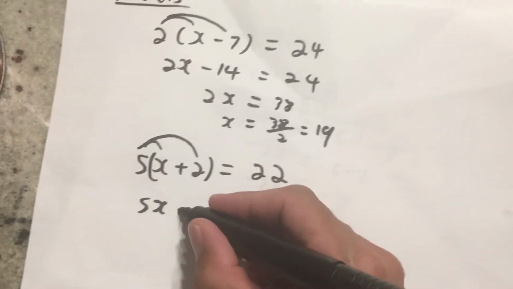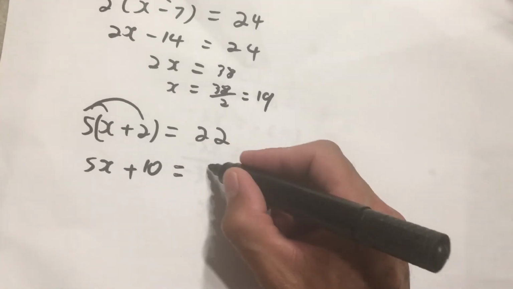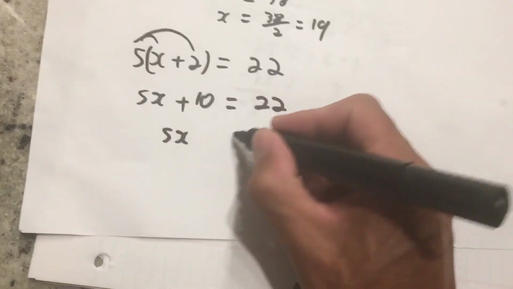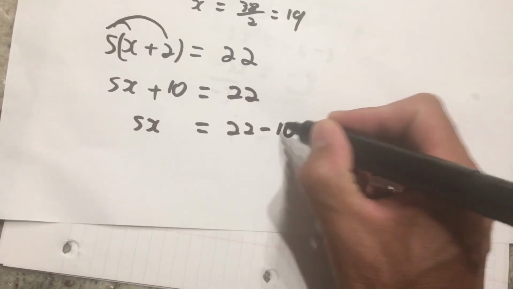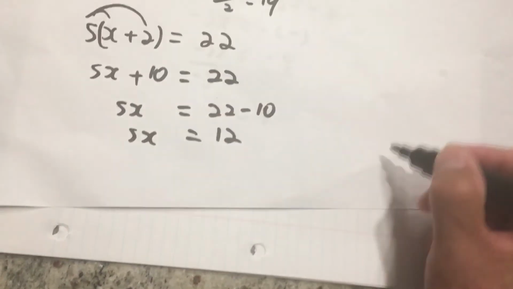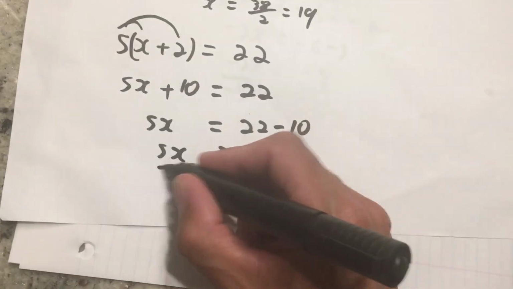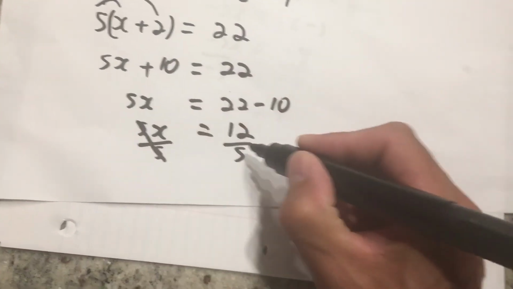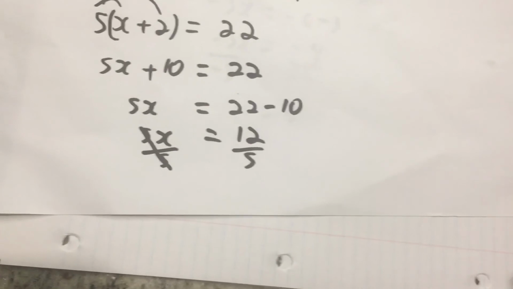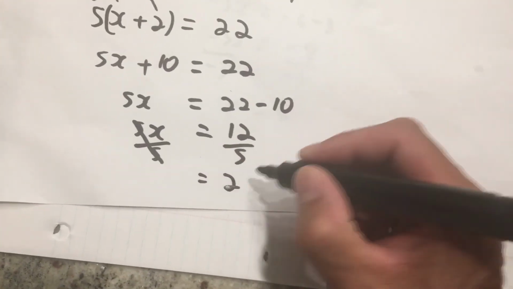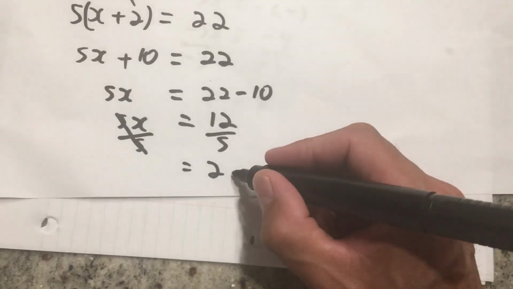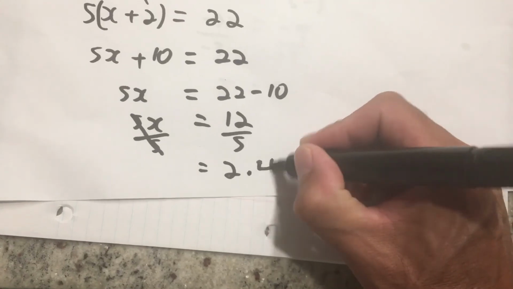So I've got 5x plus 10, and that's equal to 22. And so 5x is equal to 22 minus 10, which makes that equal to 12. So if 5x is 12 and we divide both sides by 5, x is equal to 12 divided by 5, which is 10 divided by 5 plus 2 divided by 5. So that makes that equal to 2 plus 2 divided by 5, which is the same as 4 divided by 10, or 0.4. So that should be 2.4.